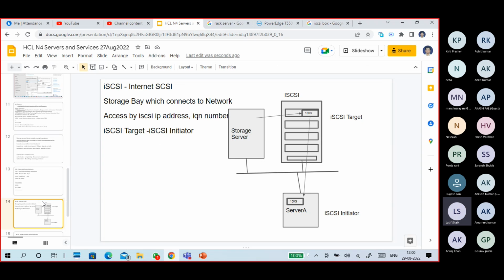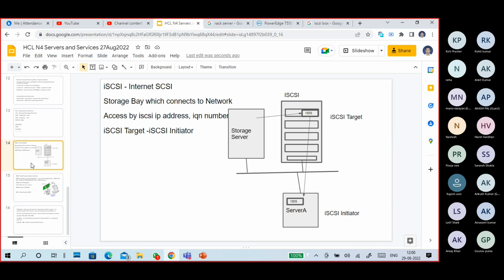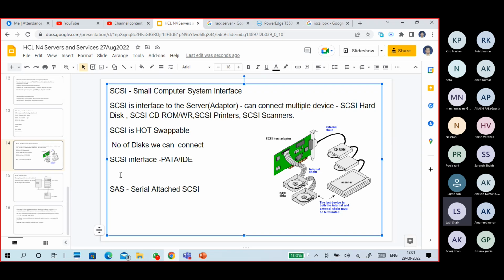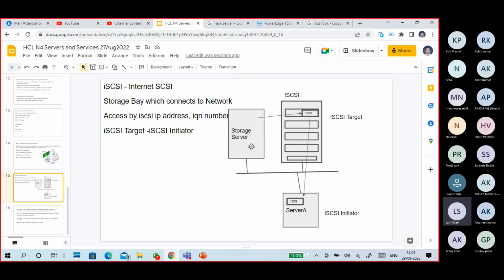Normal SCSI connects to the server motherboard, and to the server motherboard we connect multiple devices through the SCSI adapter. It purely depends upon the server. For example, you have a server, and inside this server only SCSI disks are there.